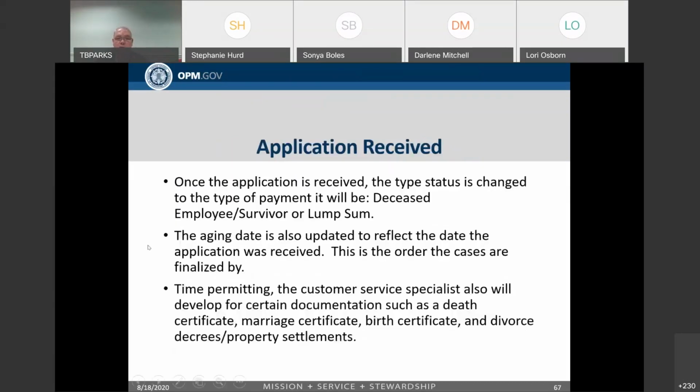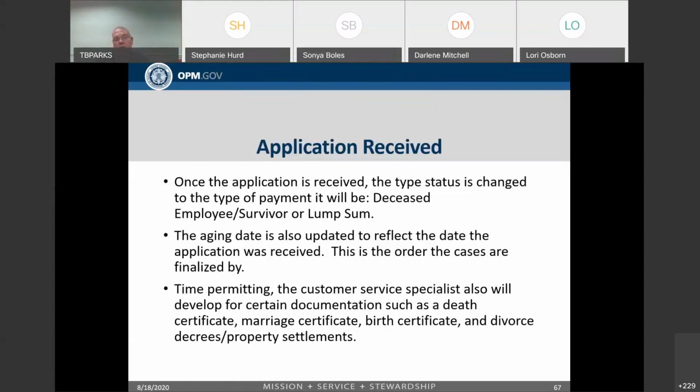Once the application is received, the type status is changed to the type of payment it will be, either a deceased employee survivor or a lump sum. We also update the aging date to reflect the date the application was received. This is the order the cases are finalized.